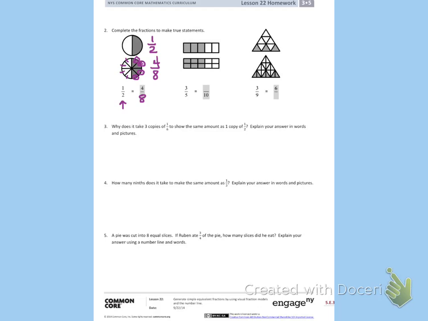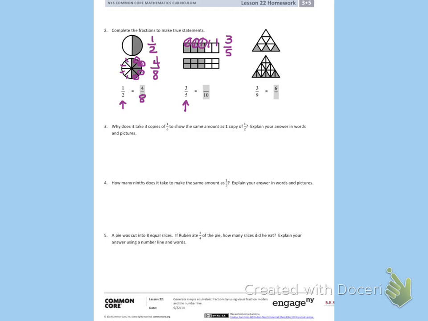Let's look at the rectangles. The top rectangle shows 1, 2, 3, 4, 5 pieces in all. 1, 2, 3. 3 of them are shaded, or 3/5 of the rectangle is shaded. And that's written right here.